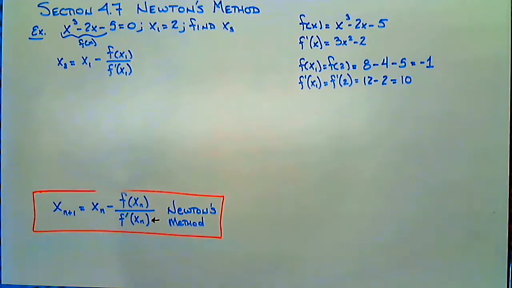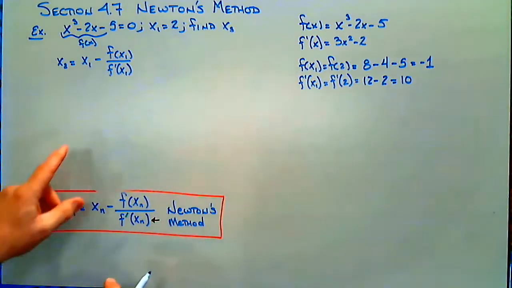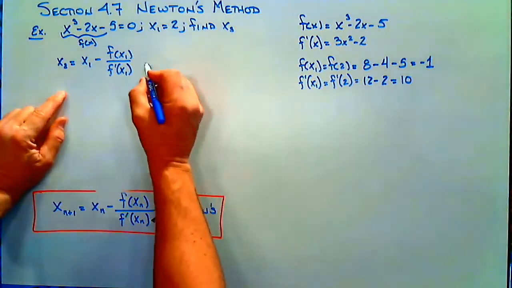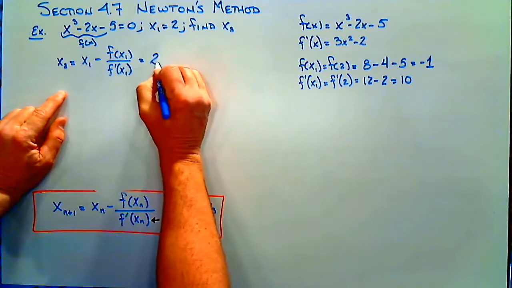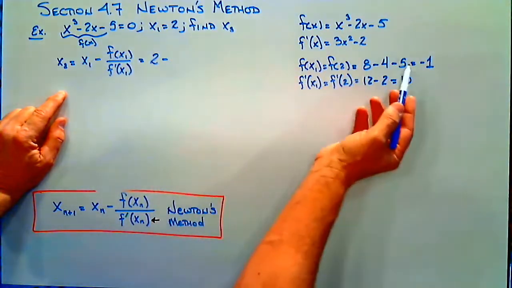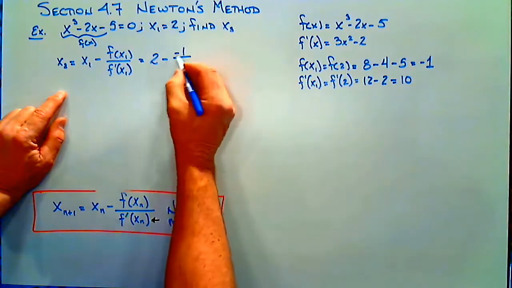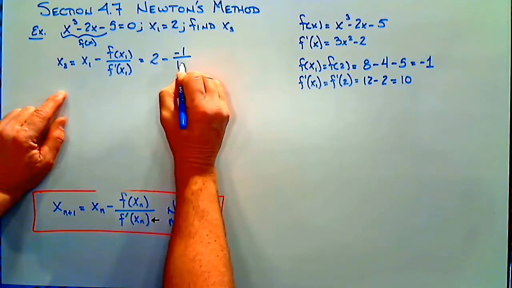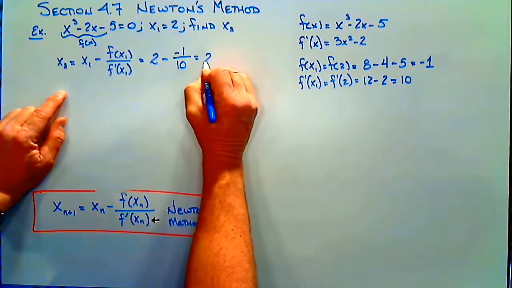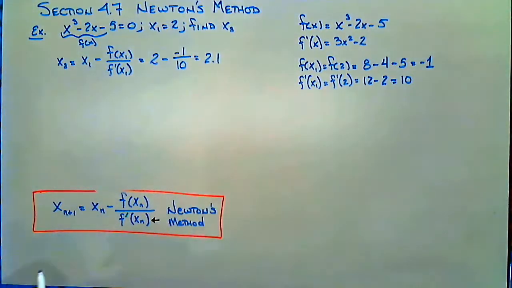So where do we move? Well, we just plug them in. That's what we do. So what is this going to be? This is going to be 2 minus f of x of 1 we said was negative 1. We'll go ahead and put that up here like this. And then f prime of x of 1 is 10. So this turns out to be 2.1. Right? 2.1. So that's our first value. So that's x of 2.